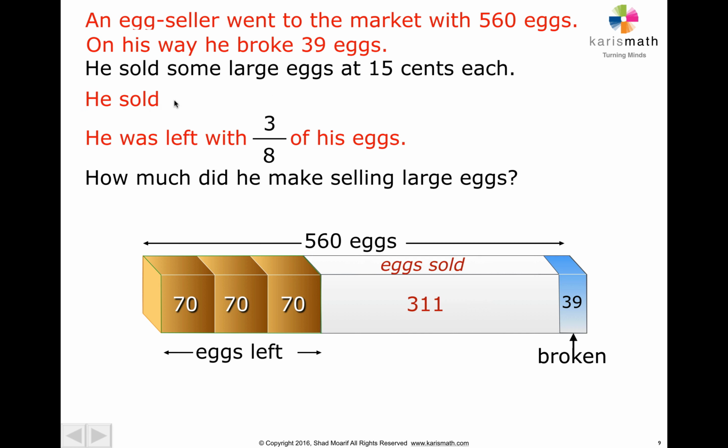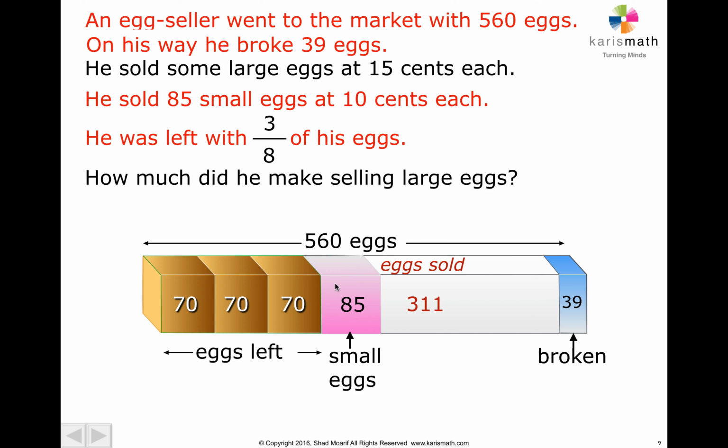Then we know that he sold 85 small eggs. Okay, let's create a space for removing 85 small eggs. So there's 85 small eggs gone. That's gone. So now the space of eggs sold has shrunk even more. That means out of all the eggs sold, 85 small eggs are gone. That means 311, take away 85, the answer left must be the large eggs. So 226 large eggs is what he sold.